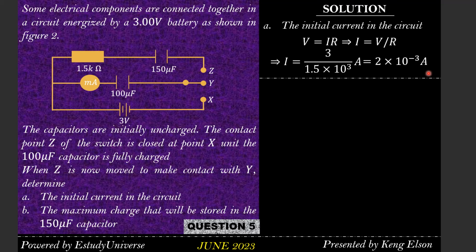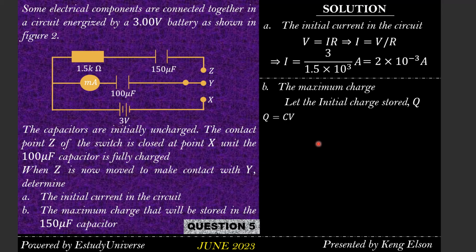Now, how do I get the maximum charge that will be stored in the 150 microfarad capacitor? I first of all start by getting the charge in the initial state of the system, that's the initial charge. I can call it Q_i, or I can call it Q. So we know that Q is basically equal to CV, where C is the effective capacitance of the system, and V is the supplied voltage.